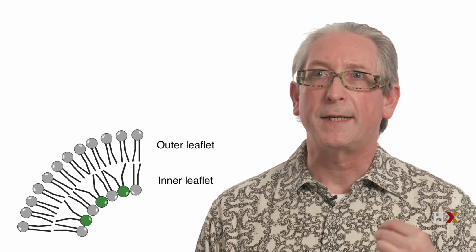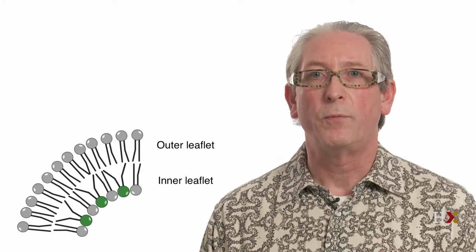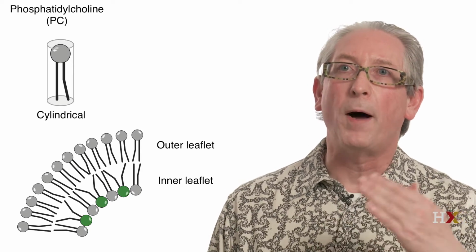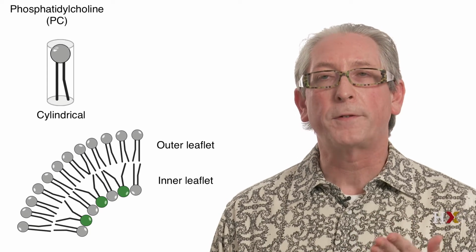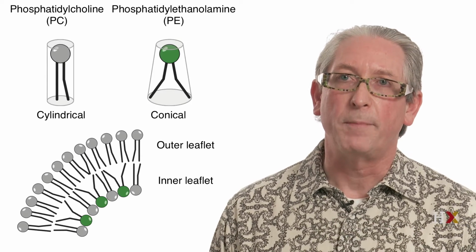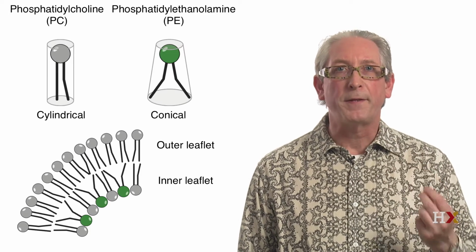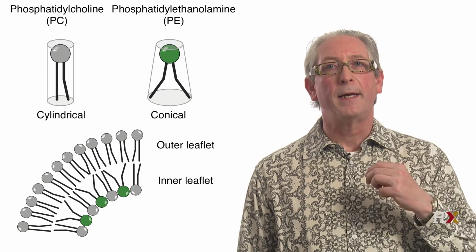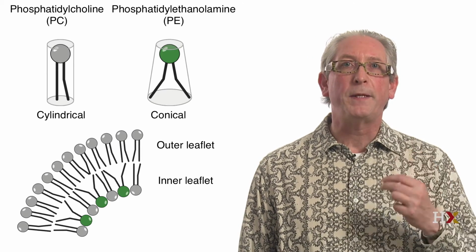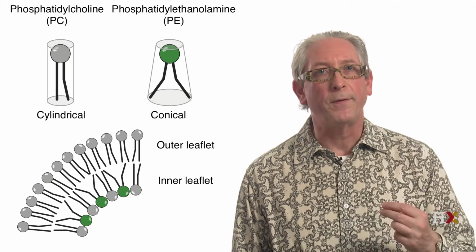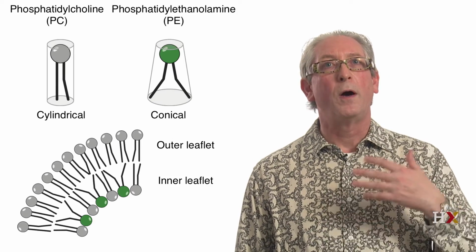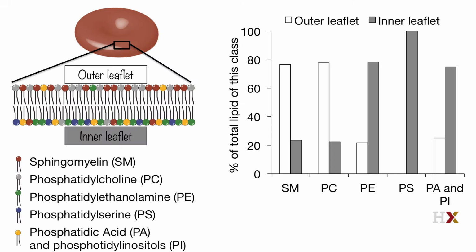For example, we can expect that phosphatidylcholine, which have a cylindrical shape, will be more abundant in the outer leaflet, while phosphoethanolamine, which have a conical shape, are more abundant in the inner leaflet. We can confirm this hypothesis by determining the lipid composition of the inner and outer leaflet of a membrane, for example, of the membrane of a red blood cell. We can see that indeed there is more phosphatidylcholine in the outer leaflet and more phosphoethanolamine in the inner leaflet.